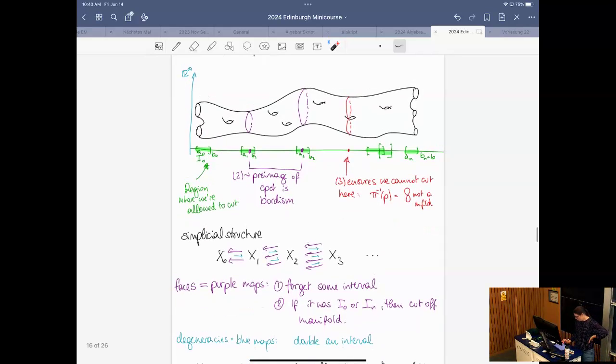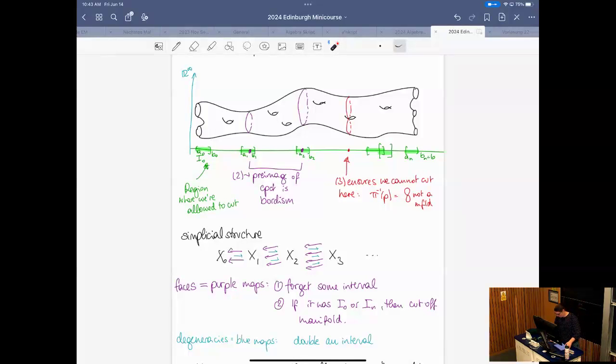The blue maps going the other way. I don't know why this keeps happening. It's not doing anything.